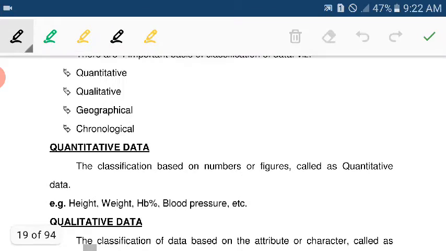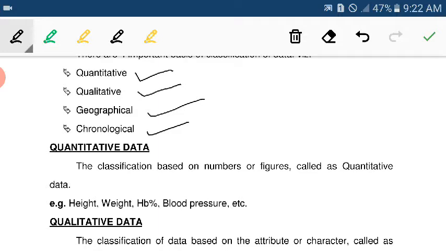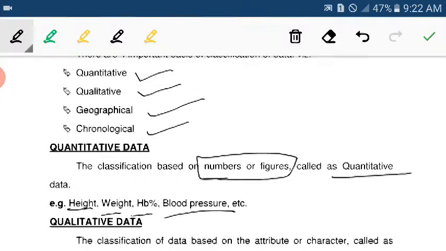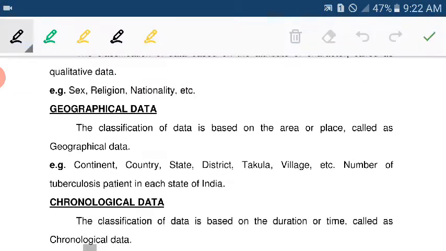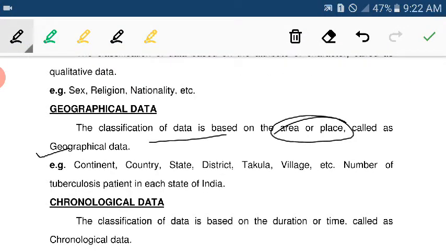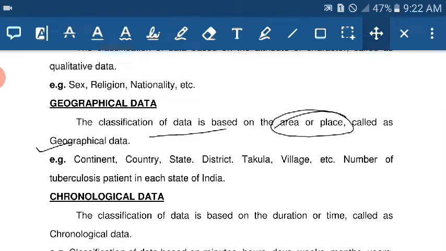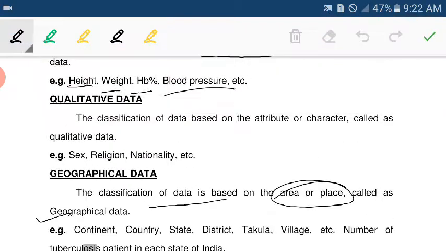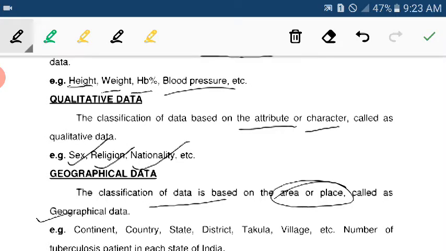There are four important bases of classification: quantitative, qualitative, geographical and chronological. What is quantitative data? Classification based on the number or figure is called as quantitative: height, weight, HB and blood pressure. Then geographical data, the classification of data based on the area or place, is called as geographical data. And the qualitative is based on the attribute or character: sex, religion and nationality.